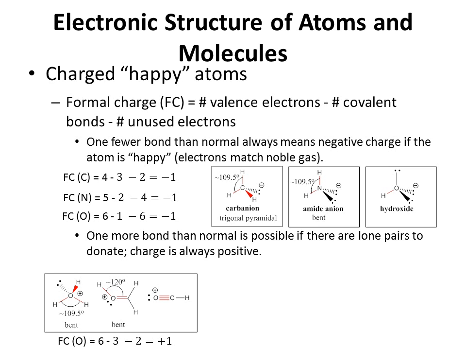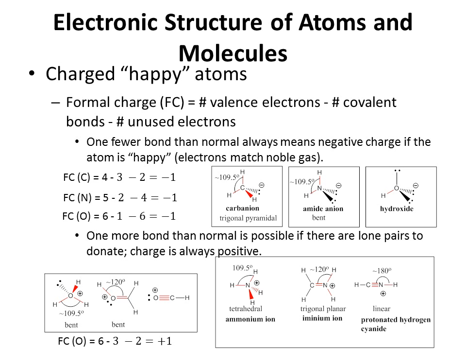So now what about nitrogen? Nitrogen typically has 3 bonds, so if you give it a 4th bond, have it donate its lone pair to somebody, then it's going to have a plus charge just like oxygen when it has an extra bond. So in the case of the ammonium ion, which is tetrahedral, 109.5 degree bond angle, nitrogen has 4 bonds, so that means that its formal charge is going to be +1. 5 valence electrons minus 4 bonds equals +1.